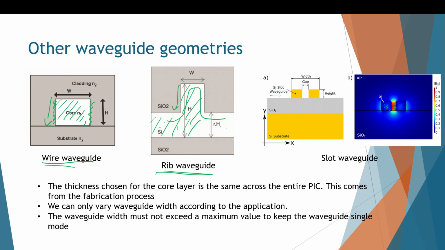Another thing, this thickness, right? The thickness of the high index material is something that we cannot change at different places on the same photonic integrated circuit. For one circuit, we will first have a substrate, we will deposit one material on the substrate, another material on it, so the stack will be defined beforehand. So this height we cannot change much. The only thing that we can change is the width. So we can only vary waveguide width according to the application. And if we increase the waveguide width more, it might change from a single mode waveguide to a multi-mode waveguide.